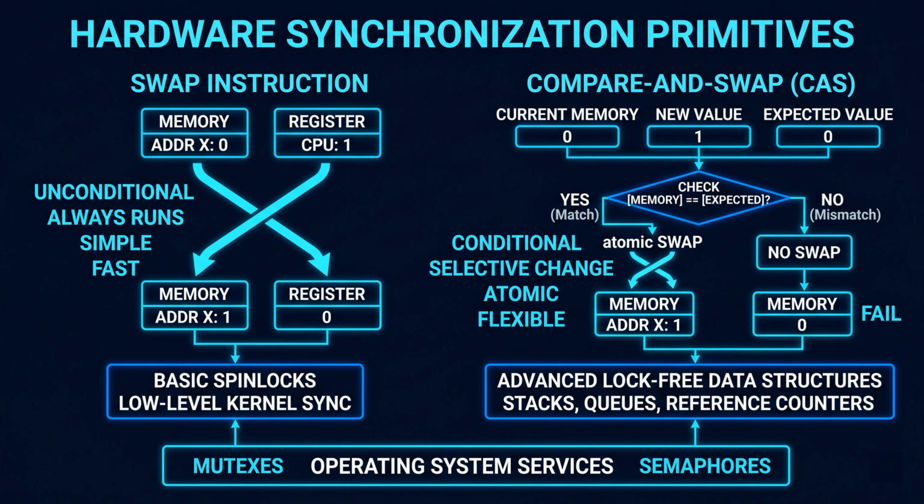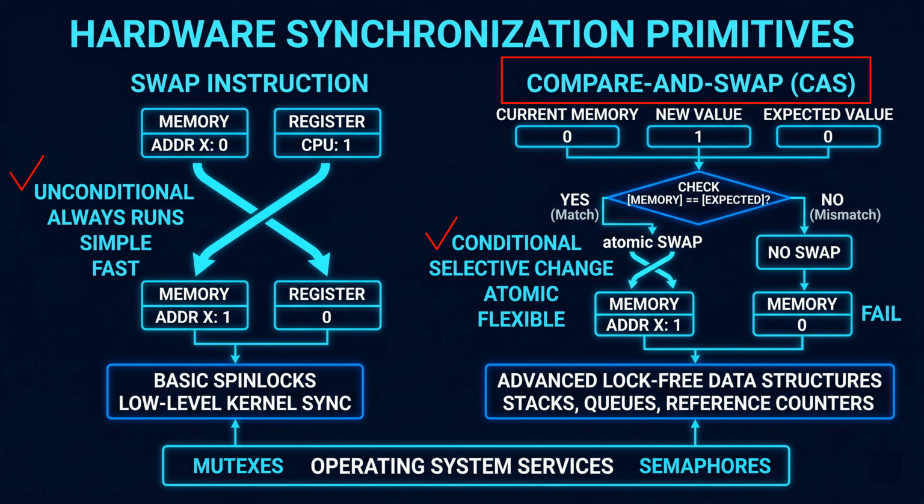You might now ask whether this is similar to compare and swap, which we discussed earlier. They are related but not identical. Swap is unconditional. It does not check whether the memory value matches anything specific. It simply exchanges values every time it runs. Compare and swap is more selective. It only changes the memory value if the current value matches an expected value. That makes compare and swap more flexible, especially for advanced lock-free data structures such as stacks, queues, and reference counters.